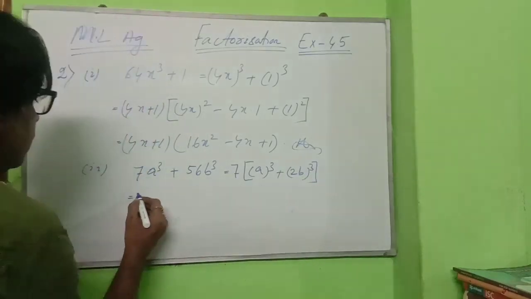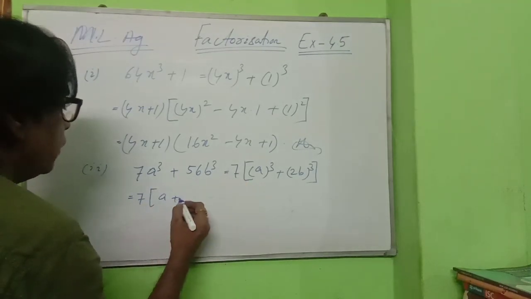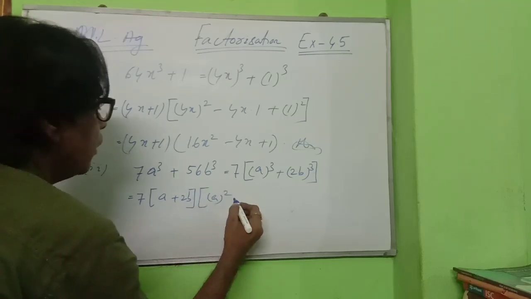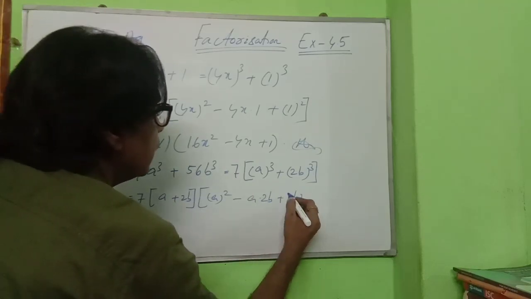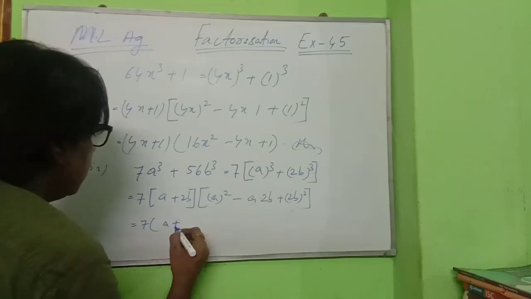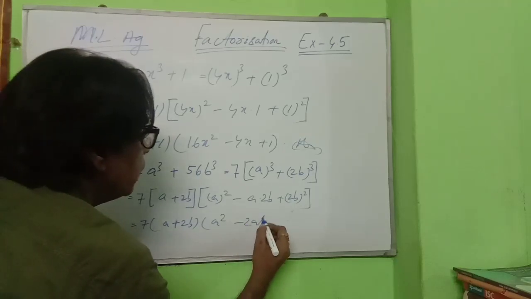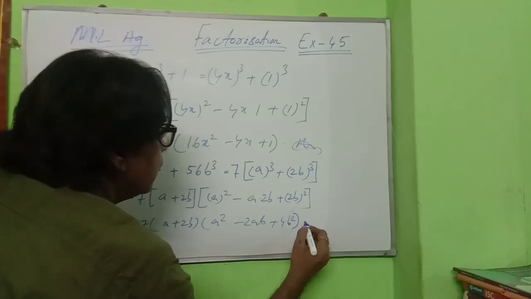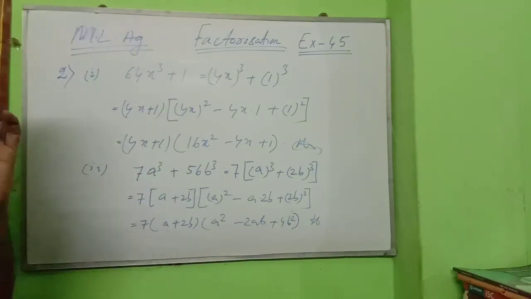Now the 7 is outside. This is a plus b, that is a plus 2b whole into a square minus ab, a into 2b, plus b square. The final answer is 7 whole into a plus 2b, and this is a square minus 2ab plus 4b square. This is the answer of number 2, second part.